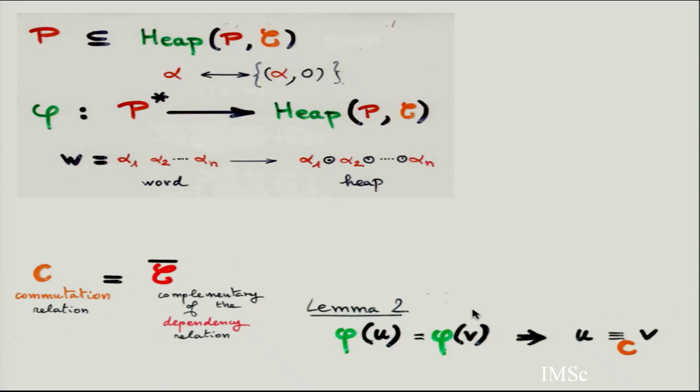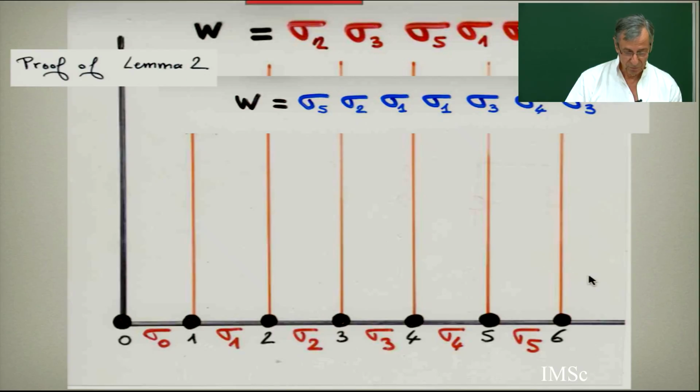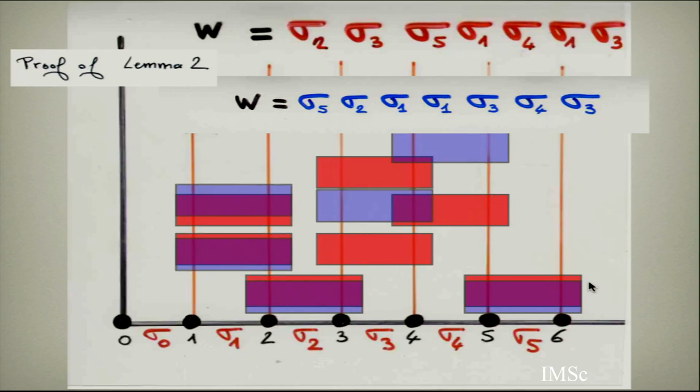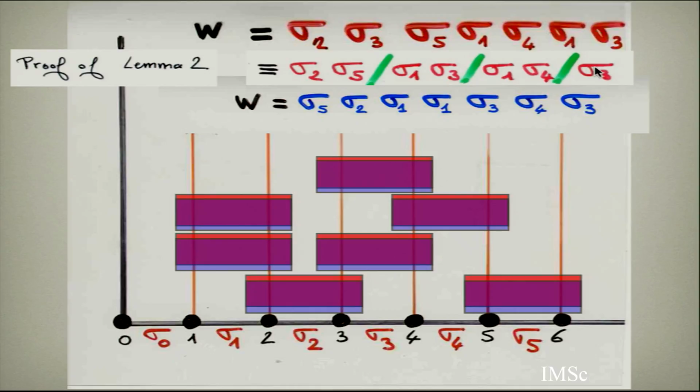So we now have a proof of lemma 2, using the Cartier-Foata normal form from left to right. So here is a word in red that gives a certain heap. The word in blue gives another heap. They give the same heap. So lemma 2 tells you that the two words are equivalent for the commutation. But giving the same heap, because of the relation between the heap with the pieces at a certain level and the Cartier-Foata normal form, this means that the two words have the same Cartier-Foata normal form.